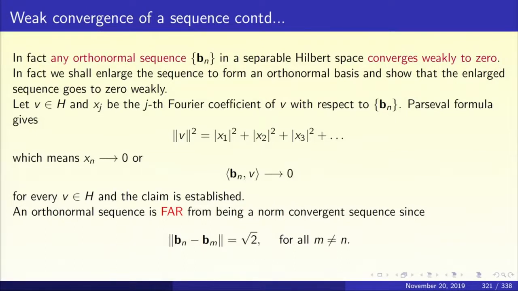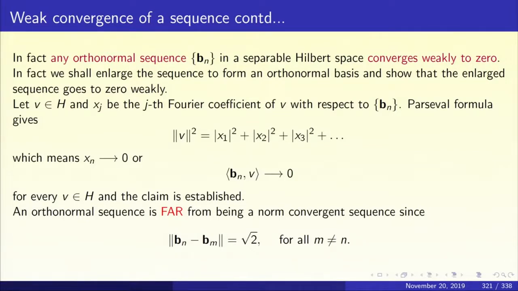So, notice how this is very far from norm convergence. This sequence of orthonormal vectors is far from being a norm-convergent sequence because the distance between any two vectors is root 2.